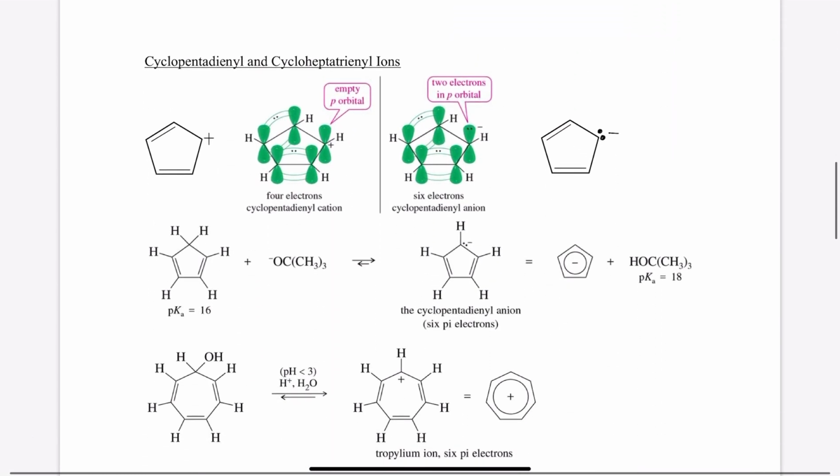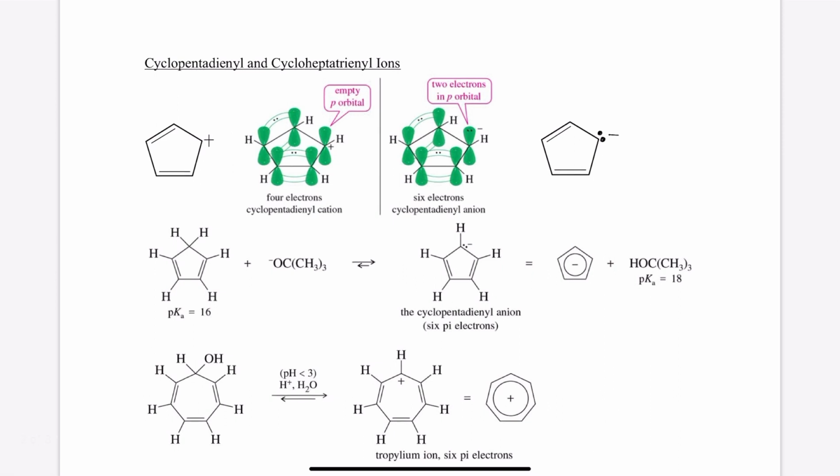So, moving into cyclopentadienyl and cycloheptatrienyl ions. We just learned that cyclopentadiene is non-aromatic due to that sp3 hybridized carbon. However, if we were to get the cyclopentadienyl cation, this first structure over here, we now have an empty p orbital. And we know that carbocations are sp2 hybridized. So now we can say confidently that all of our carbons are sp2 hybridized.